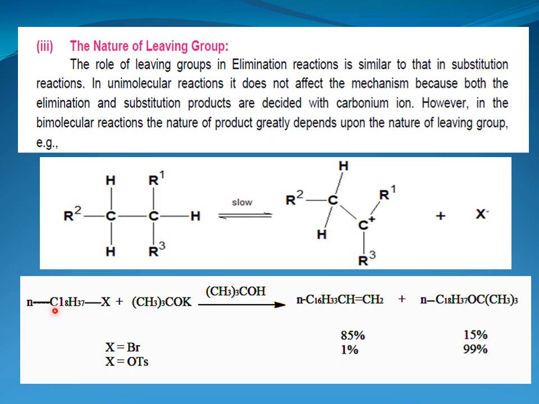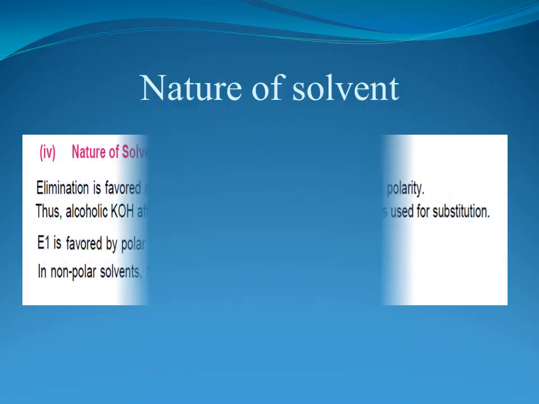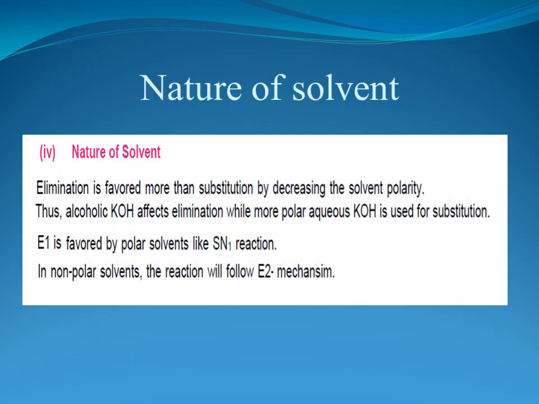Now students, this is C18 and after that this is C16 because these two carbon atoms from C18 have been opened to show you the elimination and a pi bond formation between the two carbon atoms. Now students, the next factor that we have to discuss is the nature of the solvent. Elimination is favored more than substitution by decreasing solvent polarity. Means the less polar the solvent is, elimination will be favored.